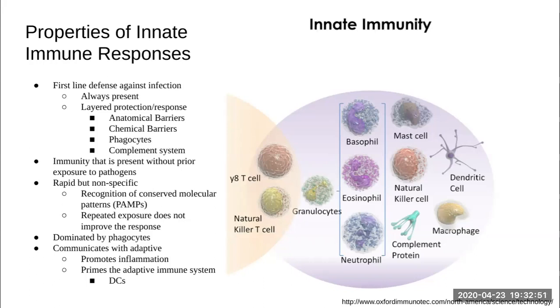Innate immunity is dominated by the phagocytes, which I'll go into again at another time, but these are cells that engulf pathogens. And then also that complement system, which is always present, serving a role in identifying and tagging microbes. And so this system, since it is always present, activates rapidly. And it does this based not on specificity of a microbe, but rather on these conserved molecular patterns that the microbe might have.